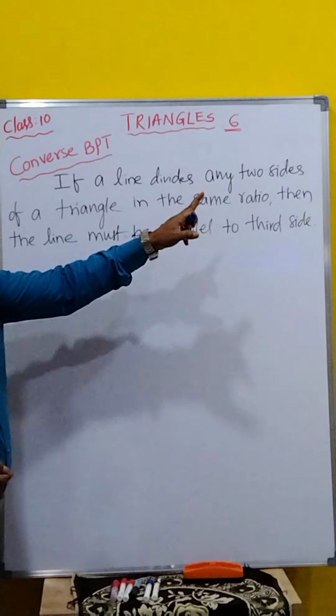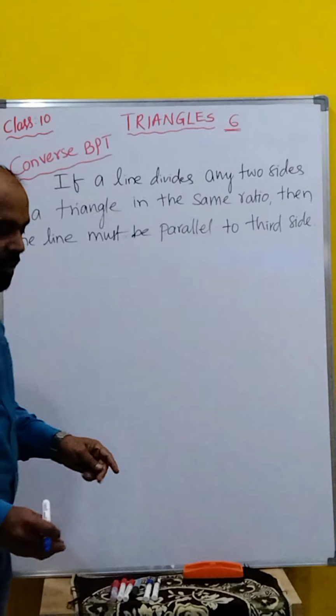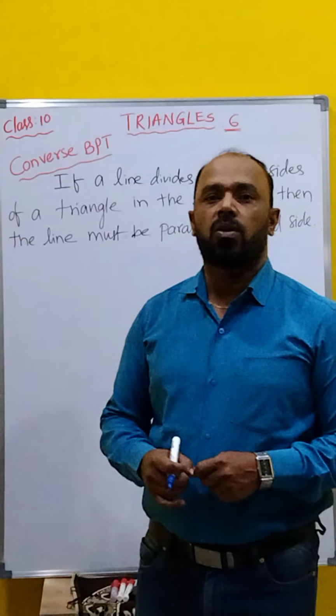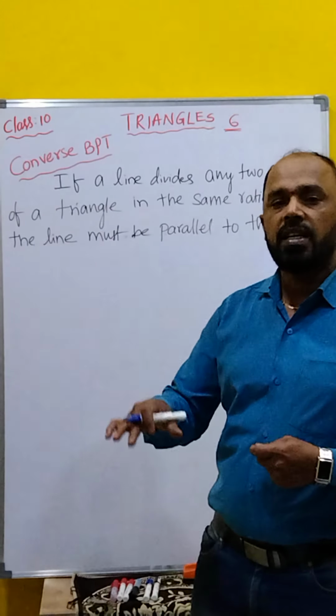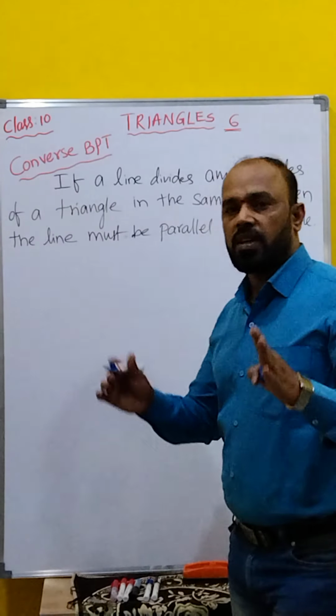If a line divides any two sides of a triangle in the same ratio, means here the basic proportionality theorem is given, that is AD by DB is equal to AE by EC. What we have to prove? DE is parallel to BC. According to the given situation, first draw the figure.